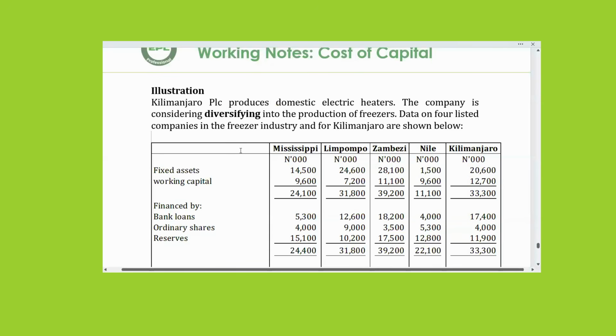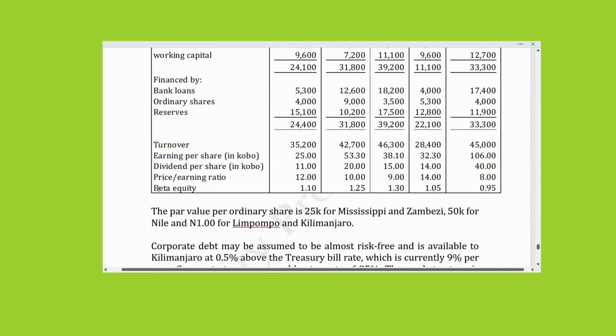The first step is to identify the proxy beta. Who are the proxy? In this question, we are given 4 different proxy companies. We have Mississippi, Limpopo, Zambezi, and Nile. You then go to the information of the proxy companies and identify the beta given to you. When you look at this table, the last line item in the table is the beta equity, right? It is the beta equity of the proxy companies and the main company. So you have 1.1, 1.25, 1.3, then 1.05 for the proxy companies. Because you have 4 different proxy companies, that's why you have 4 different betas.